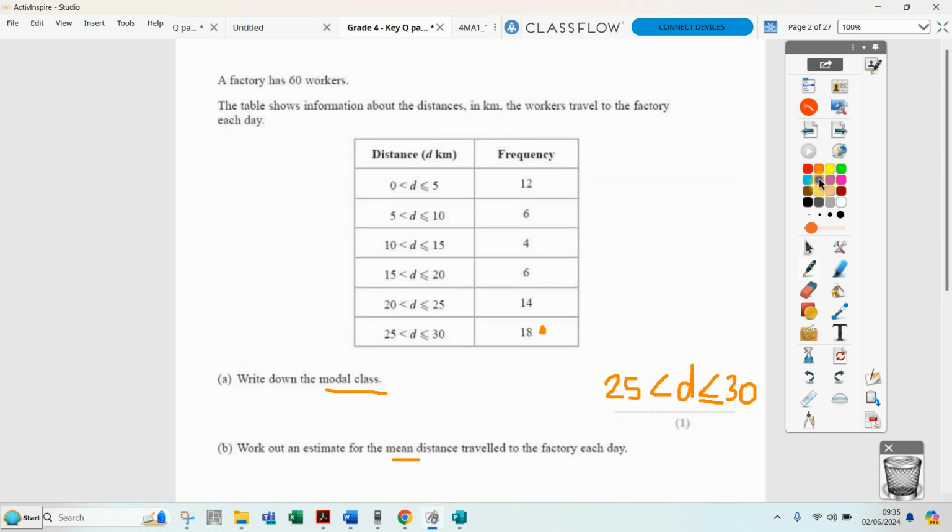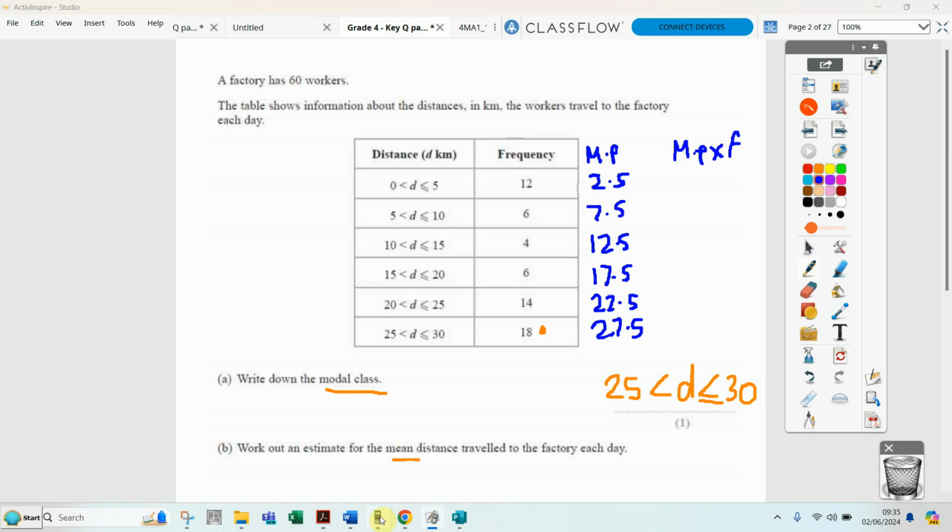So for the mean, we need 2 extra columns. One is called midpoint and the other one is called midpoint times frequency. Midpoint and midpoint times frequency. Okay, so 2.5, 7.5, 12.5, 17.5, 22.5, 27.5. These are the middles.